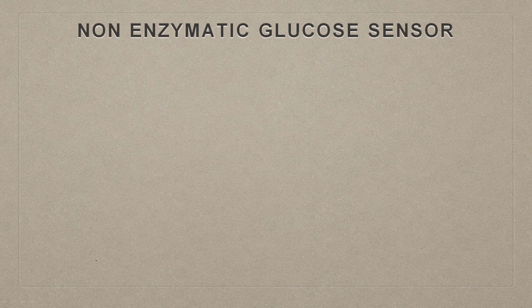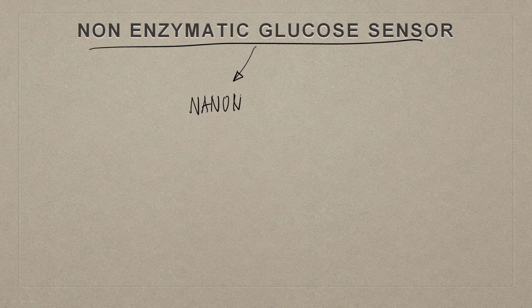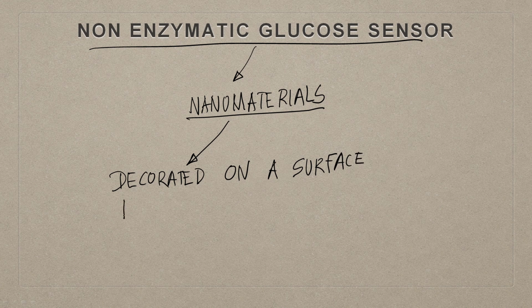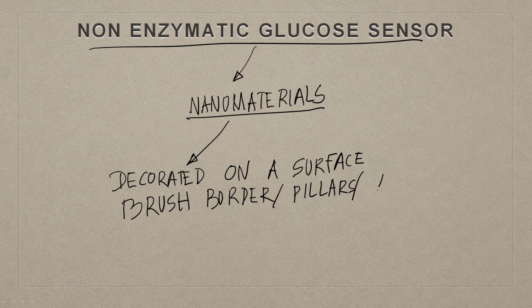So, in order to understand what one has to develop, one of the major areas where non-enzymatic glucose sensors have proceeded is the use of a wide range of nanomaterials. So, these nanomaterials are being decorated on a surface, sometimes like a brush border, or sometimes like pillars, or sometimes like arrays.